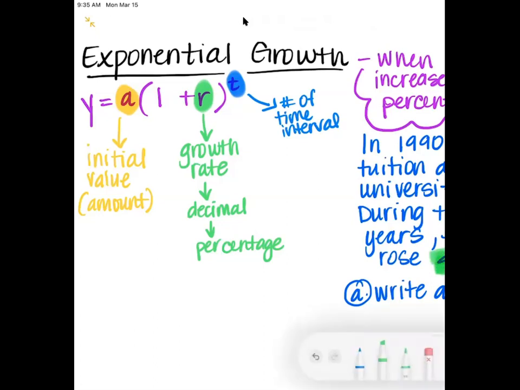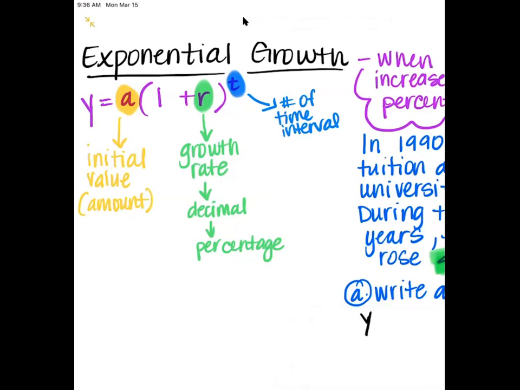Now, in this case right here, we are not sure what the amount of years is going to be. So we do not need to put anything for the letter T. All right, so I'm going to write a model, meaning I'm going to take this information that I highlighted in the word problem and substitute it where the variables go for that particular situation.